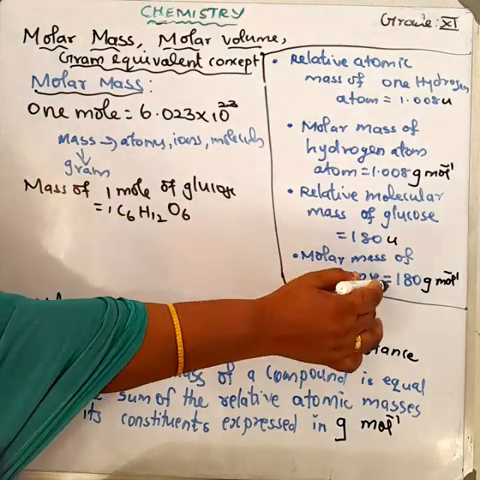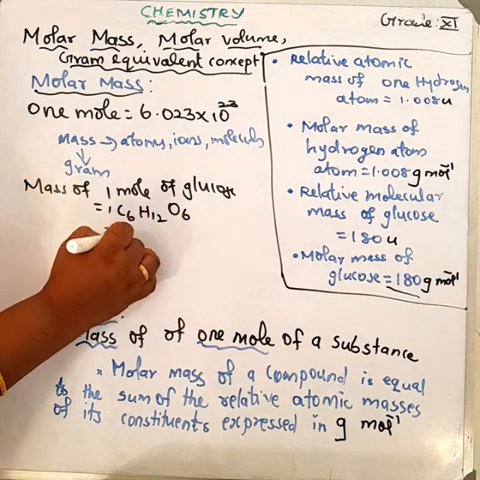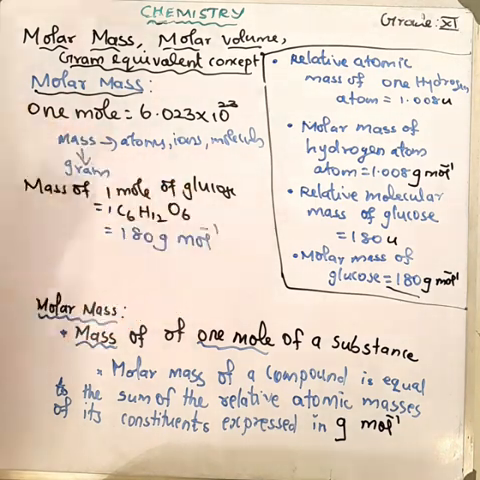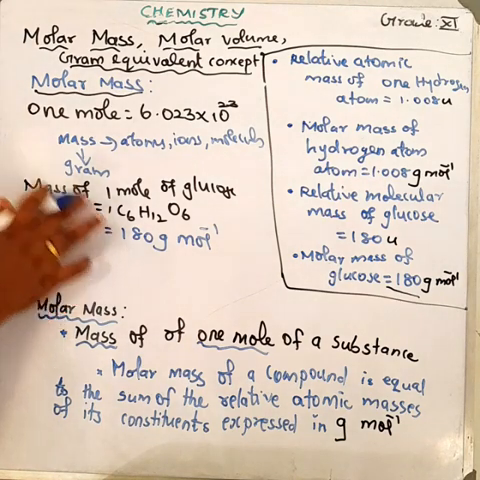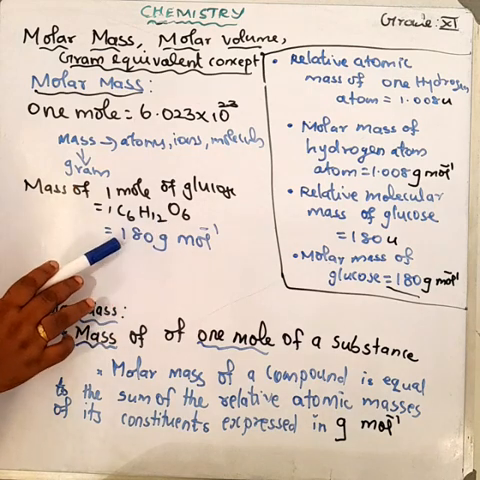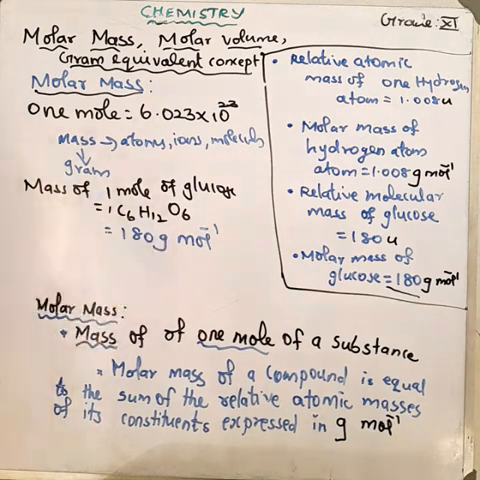180 gram per mole. So per mole, how many grams does it have? 180 gram of glucose per mole of the glucose compound. This is the mass of 1 mole of glucose.